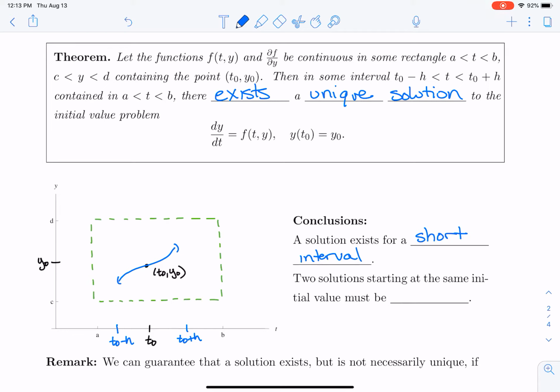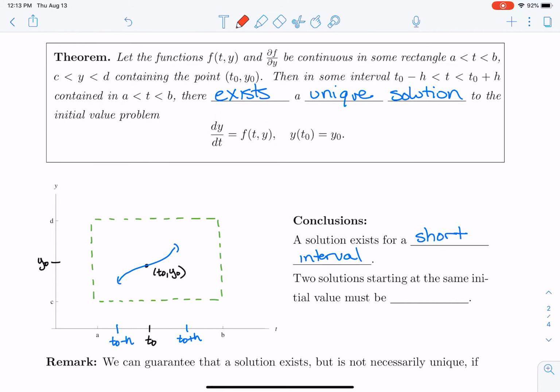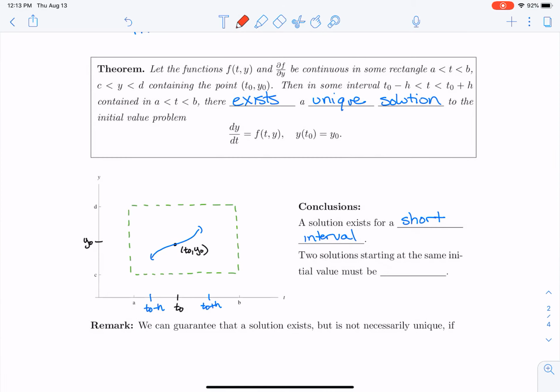And you might see that as a drawback and say, okay, well, I only know that the solution exists for a short time. How is that helpful? Well, once you know the solution exists for a short time, you can then make a new initial condition, maybe right here, and then you can say, oh, well, from that initial condition, f of t, y and df/dy are both continuous, and so the solution must exist for a little bit longer.